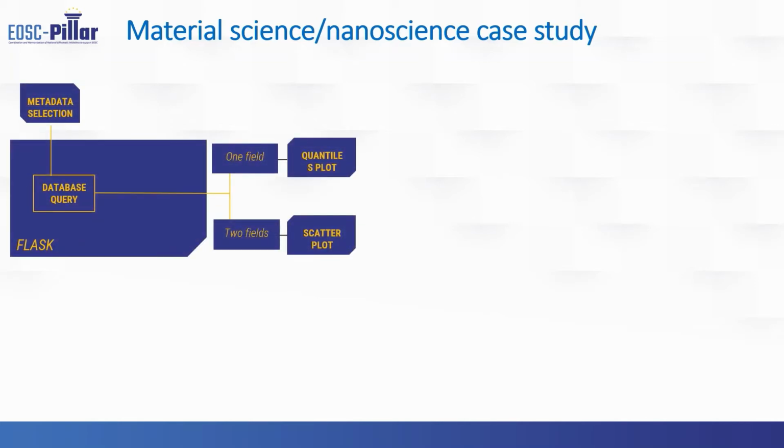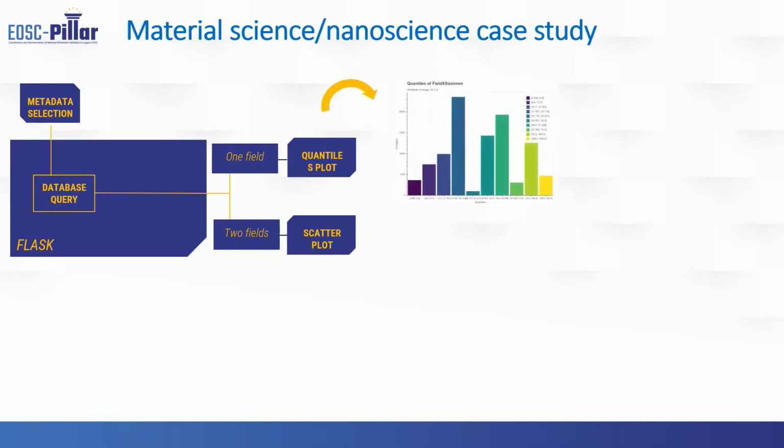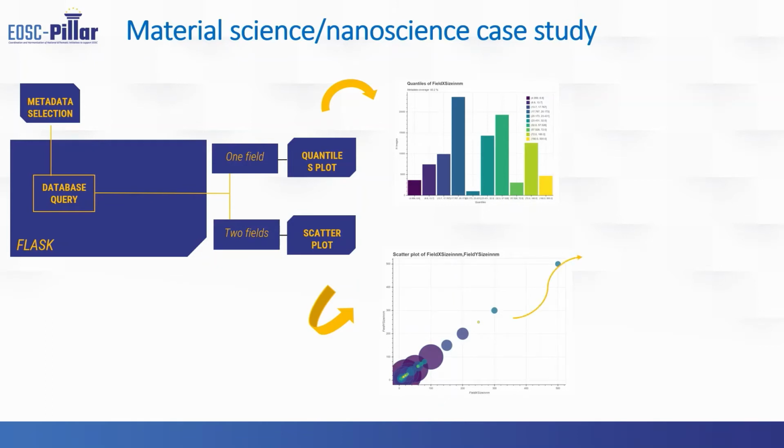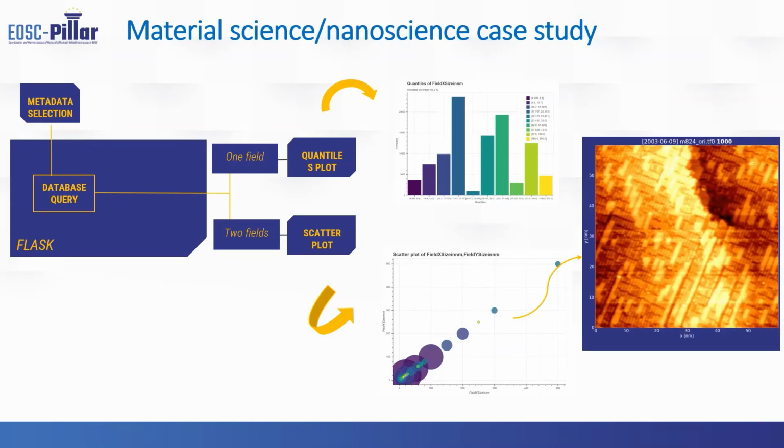Users select metadata and, based on the number of fields selected, two plots are displayed. A quantiles plot to show the distribution of the images with respect to the values of the field, and a scatter plot that shows the number of images for each combination of the two fields. The image result is shown in the browser associated with its own metadata.